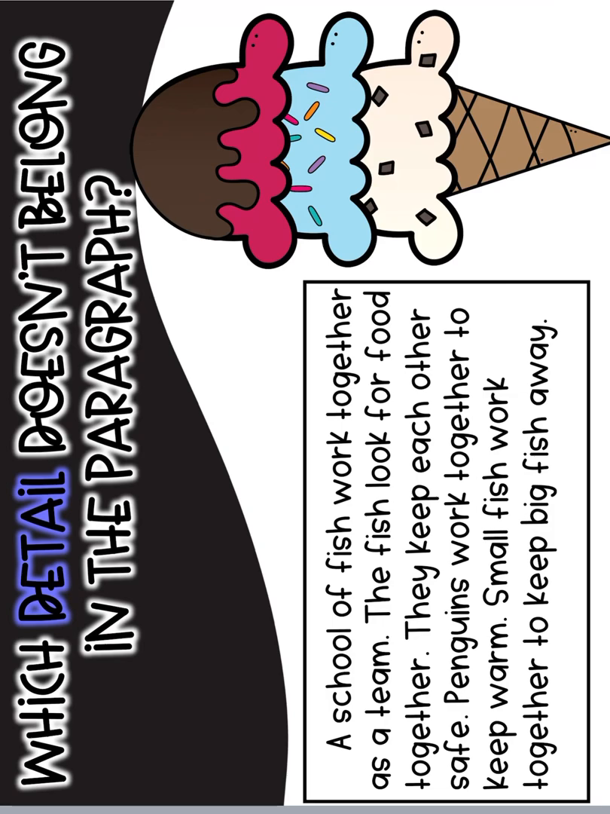All right, so the main idea of this paragraph, a school of fish work together as a team. Is the whole thing about fish working together as a team? That's our first sentence. The fish look for food together. That's them working together. They keep each other safe. That's them working together. Penguins work together to keep warm. What? Do penguins have anything to do with fish working together?